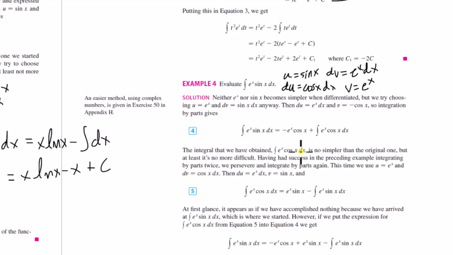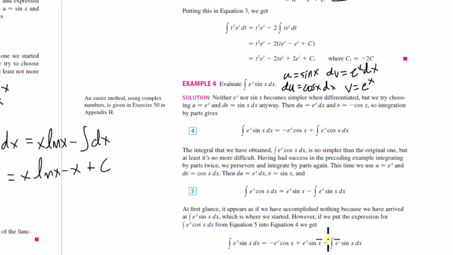All right. Now, pay attention here. This is something that you might get tested on. It's important to remember that this is a possibility. And so, okay, we have this integral e to the x cosine of x, but that's no simpler than the original integral. And so what they do is they just keep going. They do the integration by parts again here, and they get this. Yeah, it would have worked out either way.